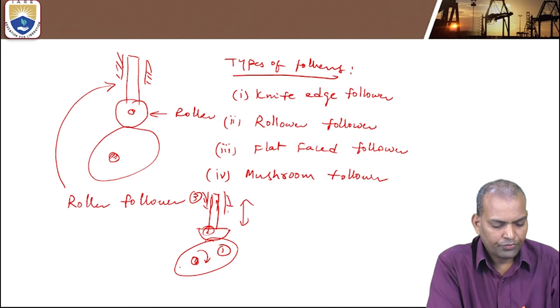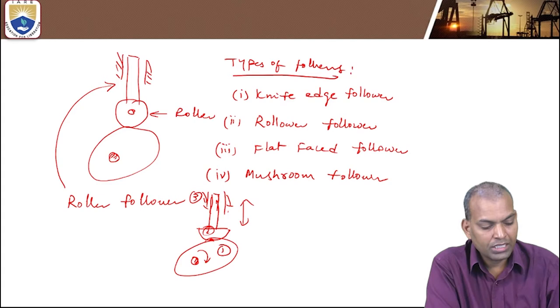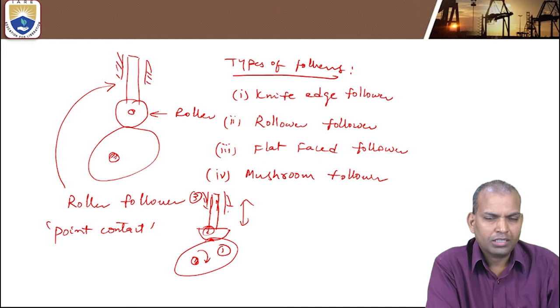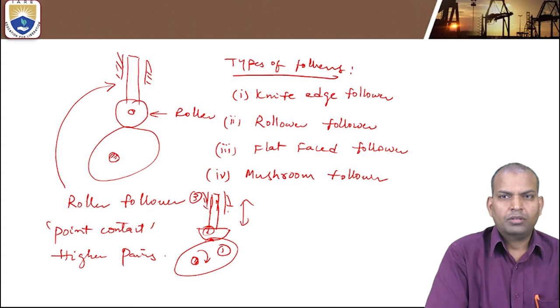Now, based on the contact, among all the contacts between the followers and the cams, it is a point contact. It is a point contact. That's why the pair of a cam and follower comes under the category of higher pairs. It comes under the category of higher pairs. So here it is.